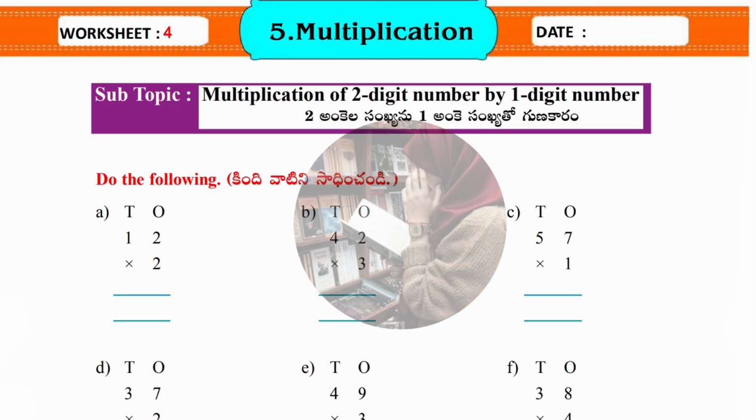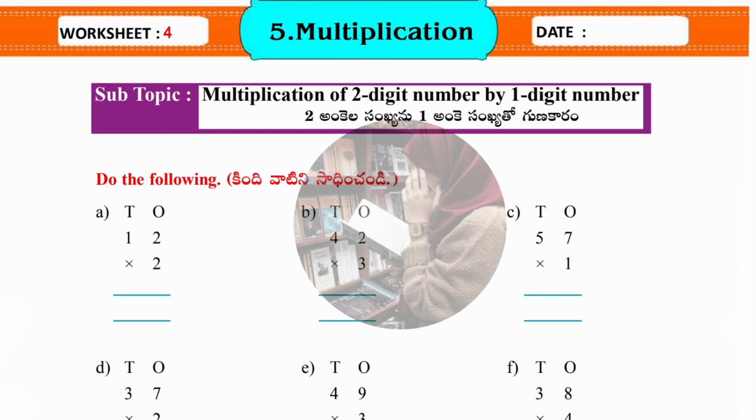Here the subtopic is multiplication of a 2-digit number by a 1-digit number. Here we have to multiply the 2-digit number with a 1-digit number. Let's see this guys. Here some questions are given which we need to solve. First one is 12 multiplied by 2.